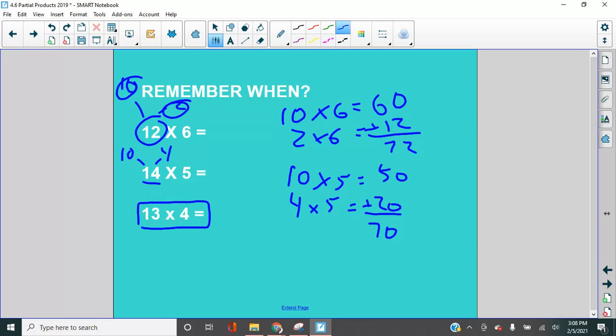Okay. Here's one for you to try all by yourself. 13 times 4. Use your notebook paper or a dry erase board. Write that problem down. Break the 13 into 2 parts. And then when you're all done, type in the answer.